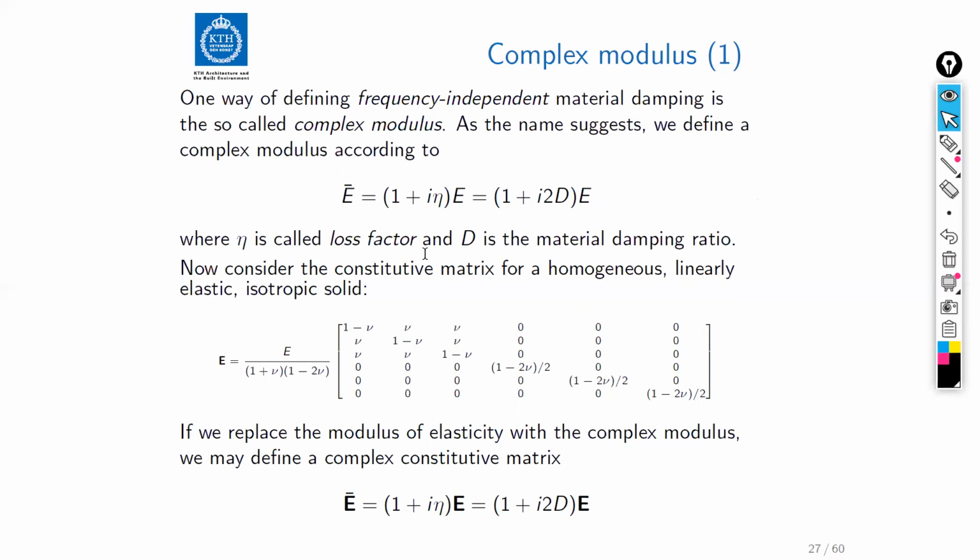And as the name suggests, we simply define a complex modulus in the way that we take the constitutive matrix for our element and we multiply it with a complex factor that has its imaginary part related to the damping ratio that we would like to induce. So eta is the loss factor. It's equal to 2 times the damping ratio. So both of these quantities occur in different finite element codes, but the concept is the same.